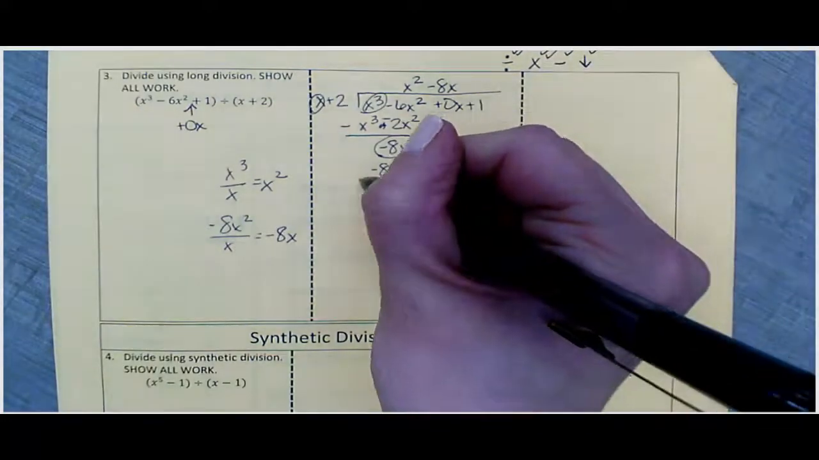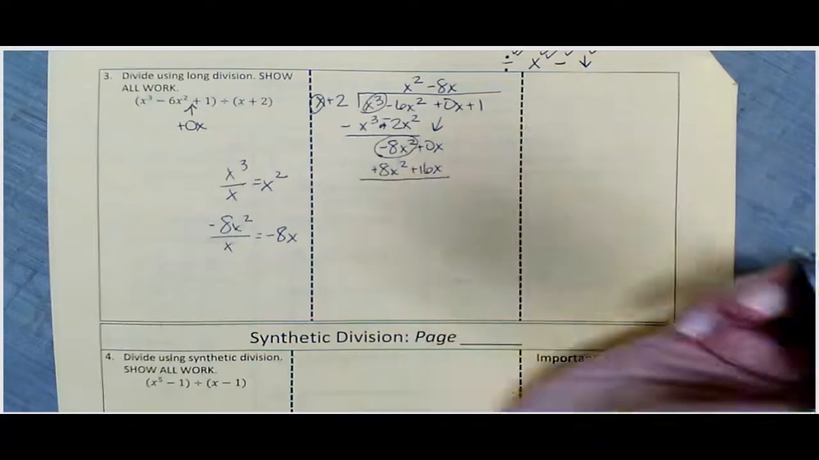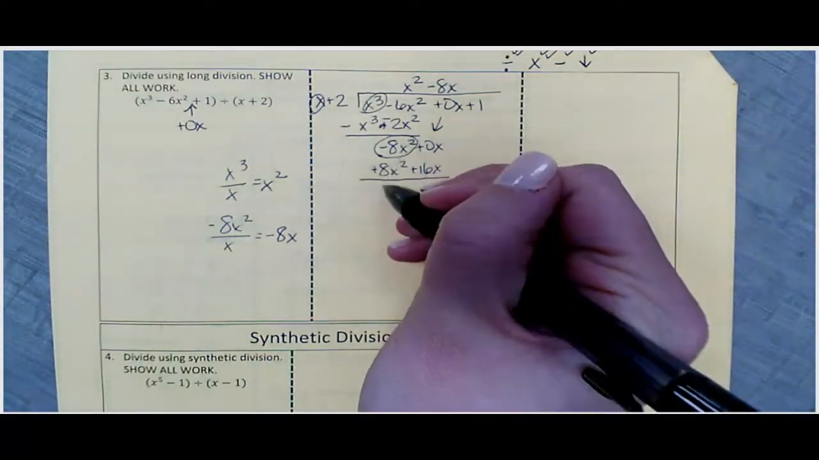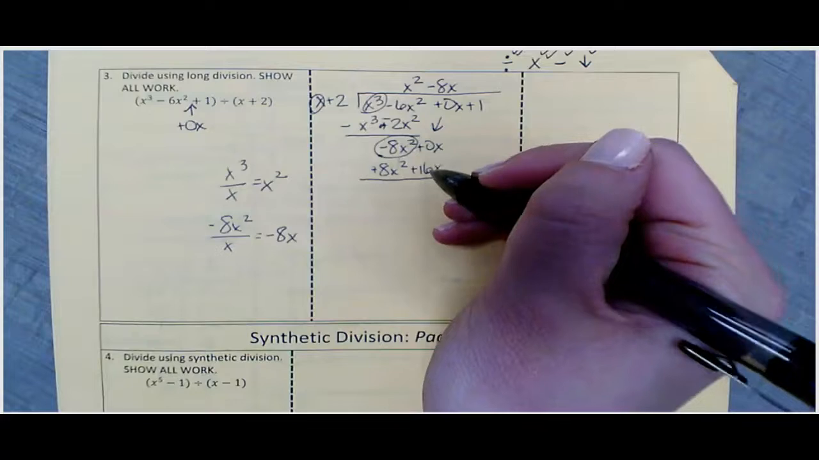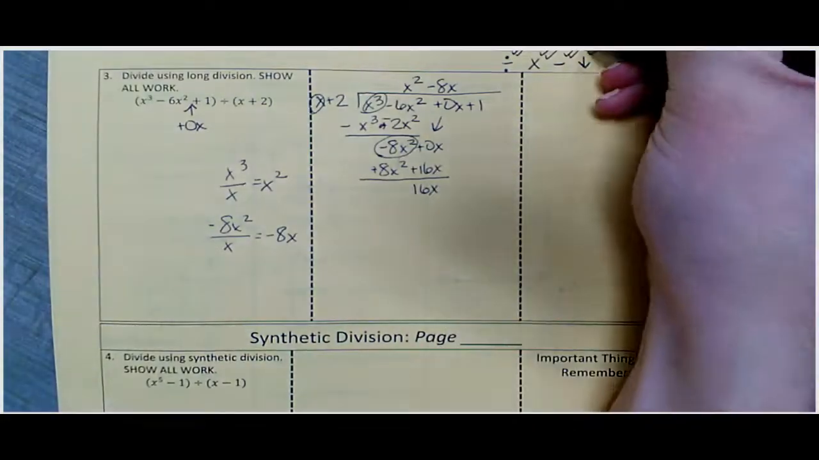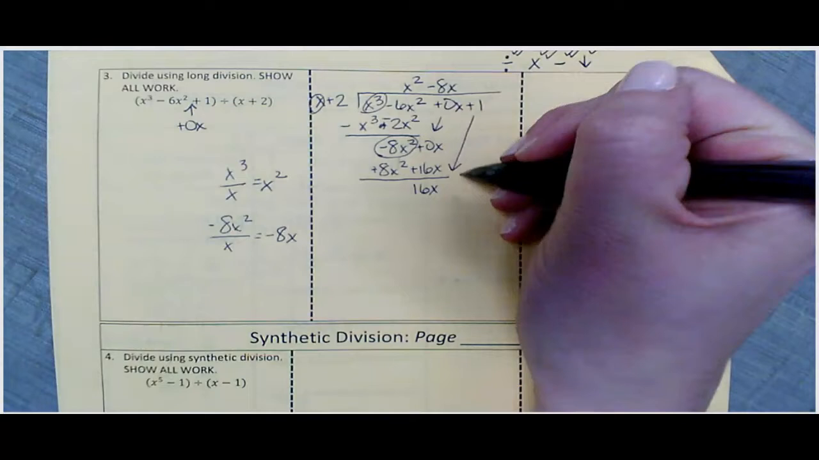I want to subtract, so draw the line, change both signs. Negative 8x squared plus 8x squared cancels out. 0x's plus 16x's is still a positive 16x. And then I bring down my plus 1.